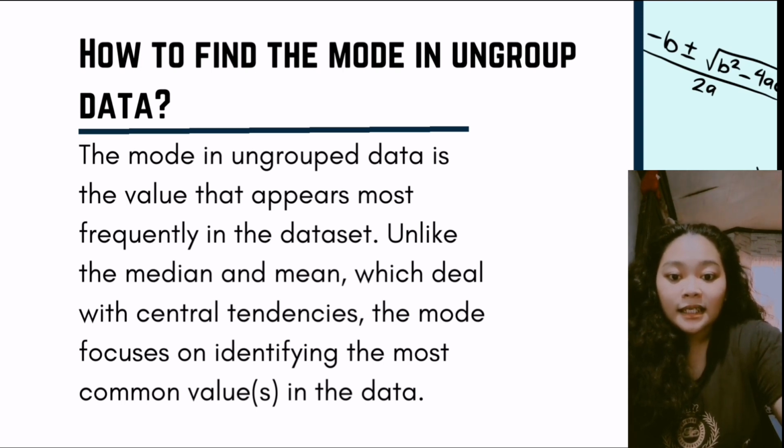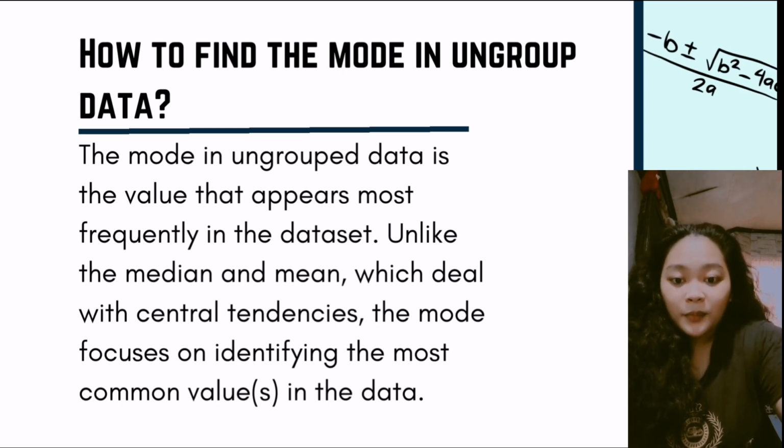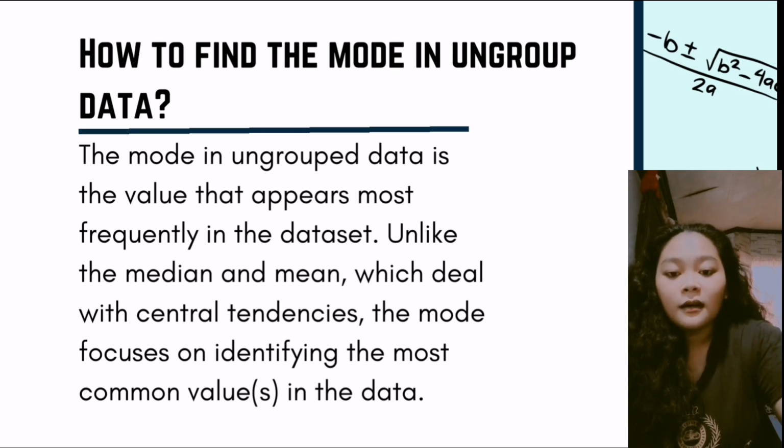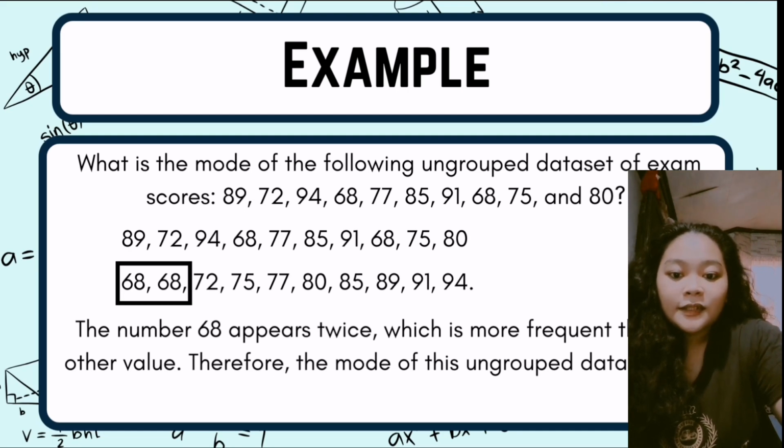So the mode is the number that appears repeatedly in the data set. For example, what is the mode of the following ungrouped data set of exam scores: 89, 72, 94, 68, 77, 85, 91, 68, 75, and 80?